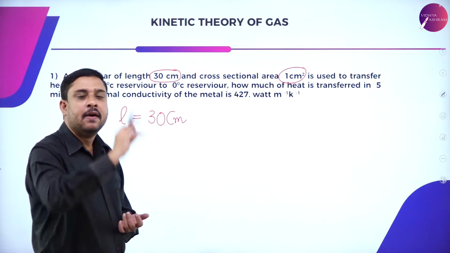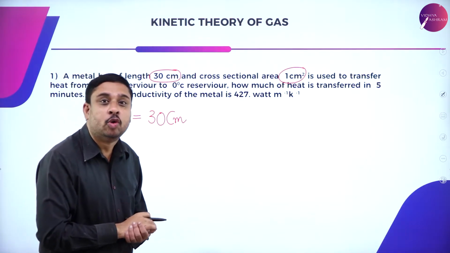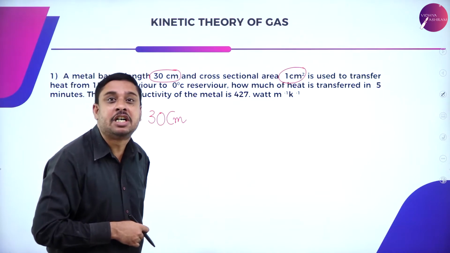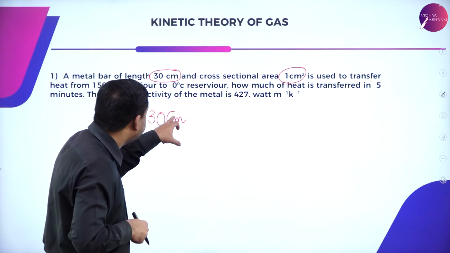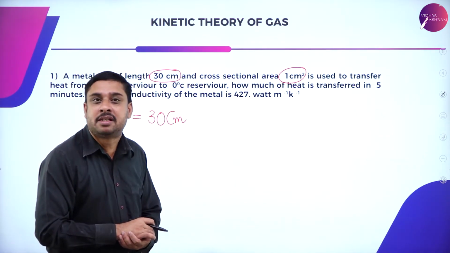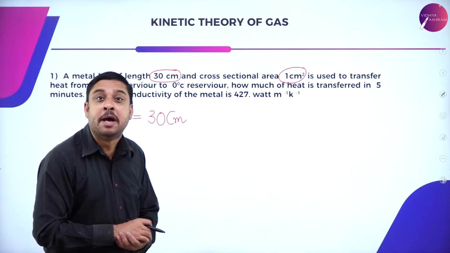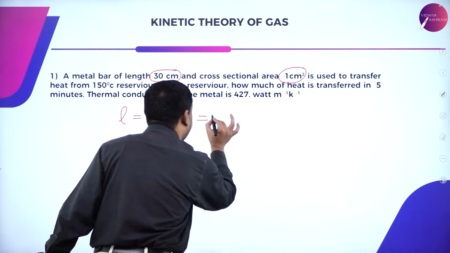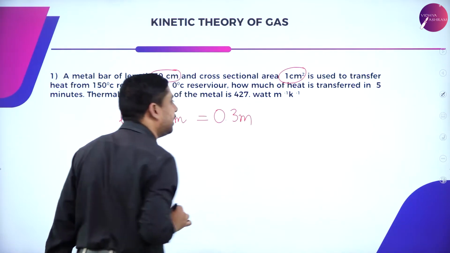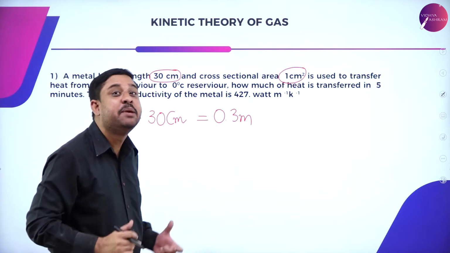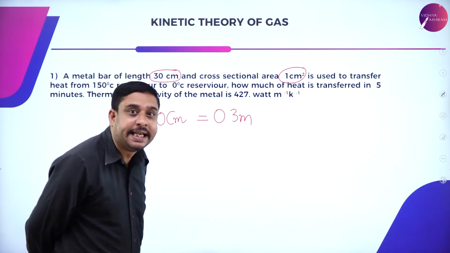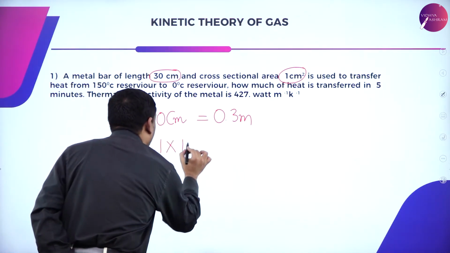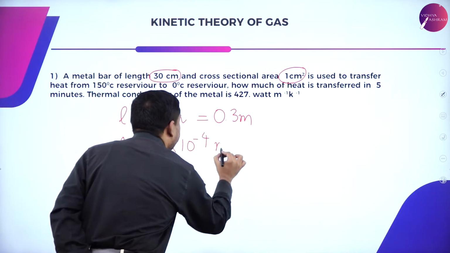Highlight this point. Wherever you solve problems, the units in the SI system have to be followed. Proper conversions have to be made. Here, length is given in centimeter, but length has the SI unit of meter. How do you convert centimeter to meter? Divide by 100. So this becomes 0.3 meter. It was given as 30 centimeter, I have converted it into meters, 0.3 meter, and area is 1 into 10 power minus 4 meter square.